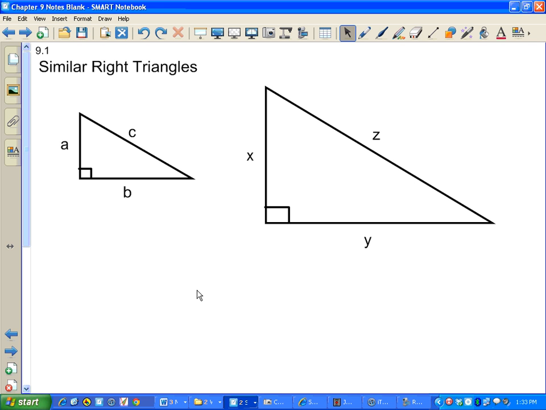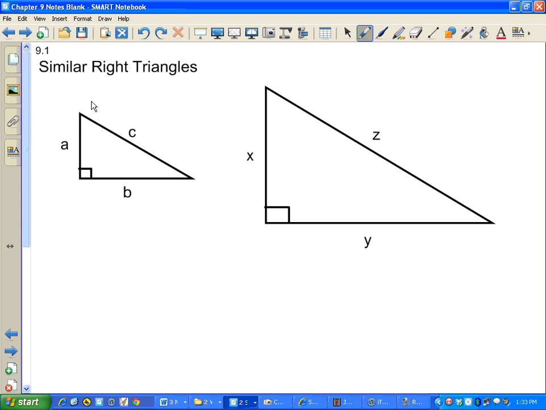Okay, this chapter 9 builds off of chapter 8 very closely. We're going to be learning about trigonometry, but trigonometry is only based on similar right triangles. Okay, so just a broad overview of how this is going to apply before we get into the specific examples you'll be using for 9.1.